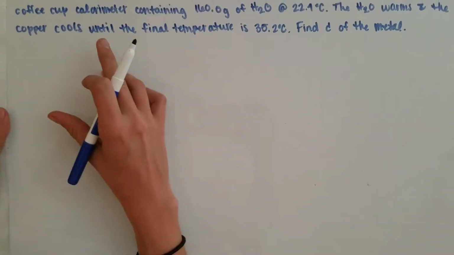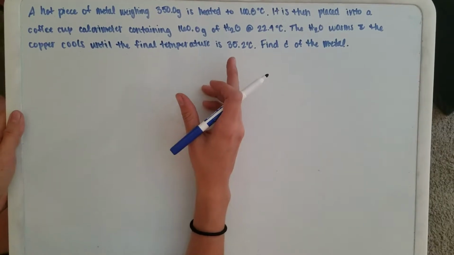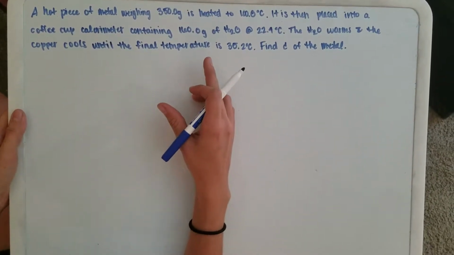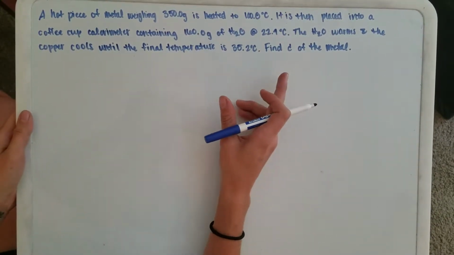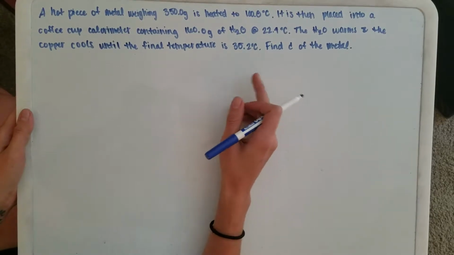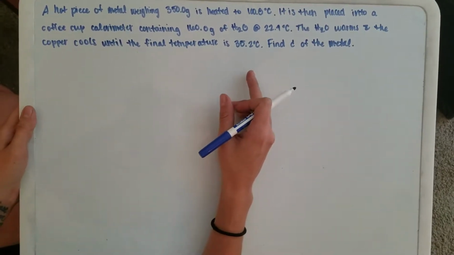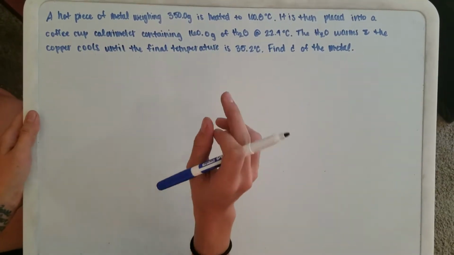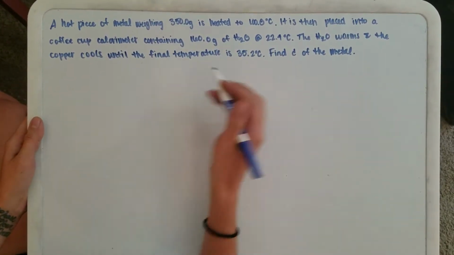We're told that a hot piece of metal weighing 350 grams is heated to 100 C, and then it's placed into a calorimeter with 160 grams of water at 22.4 C. So the H2O warms and the metal cools until the final temperature is 35.2 C. And we need to find the specific heat of the metal. There are a few things we need to realize here before we get into any kind of equations.